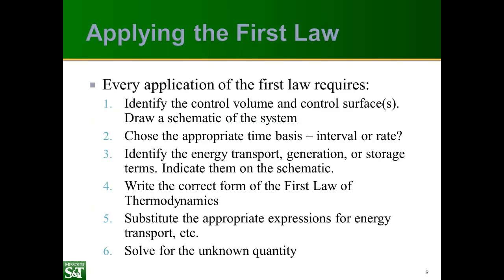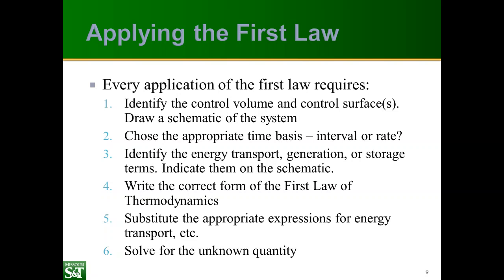Now, when we apply the first law, there are steps we have to do. The first is to identify our control volume and control surfaces. And in this instance, it might be really helpful to draw a schematic of the system and show, here's my control surface, here's my control volume. Then we need to decide, are we looking at an interval or a rate? So if it's an interval, we'll be looking at energy in joules or a BTU or something like that. And if it's a rate equation, we'll be interested in watts or horsepower or something like that. So which type of the equation are you going to use?